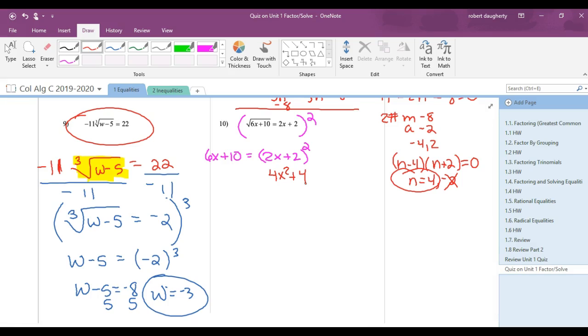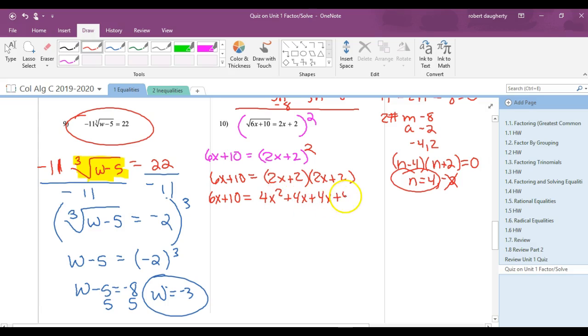So I'm going to erase that. That needs to get out of your memory. So we've got 6x plus 10 equal to 2x plus 2 squared. So that's 2x plus 2 times 2x plus 2. When I FOIL that, I get 4x squared plus 4x plus 4x plus 4.